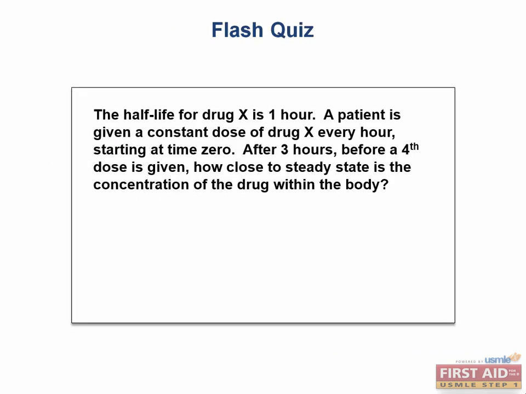Let's say the half-life for drug X is 1 hour. A patient is given a constant dose of this drug X every hour, starting at time 0. After 3 half-lives, before that 4th dose is actually given, how close to steady state is the concentration of a drug within the body? Now this is a tough question, so I'm going to give you a hint. The answer is going to be a percentage of the steady state. Give you a second to think about it.